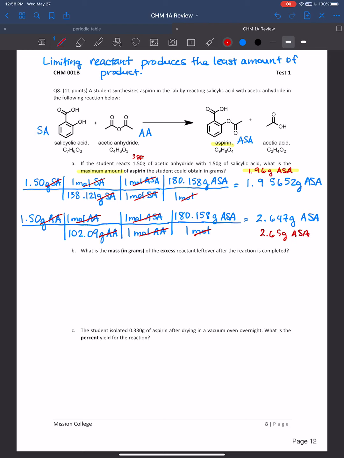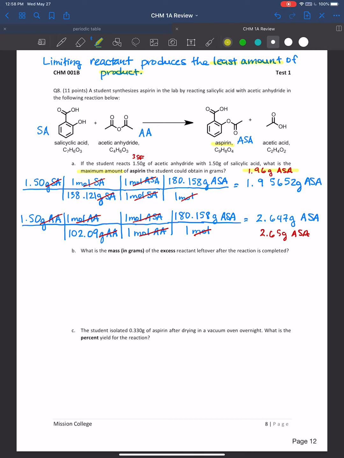And now we need to determine which one is our limiting reactant. Is our limiting reactant the salicylic acid from this calculation here, or is it the acetic anhydride from the second calculation below? And that's where you need to always fall back on that definition of what it means to be a limiting reactant. Remember, the limiting reactant produces the least amount of product. And that's why we calculated the product, and we chose the aspirin product, not the acetic acid product, because we're more curious about aspirin in this example here.